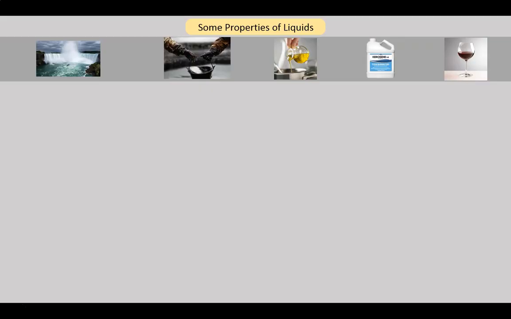Some properties of liquids. There are many properties of liquids, but we're going to look at 5 major ones. I'll introduce them by these virtual experiments.